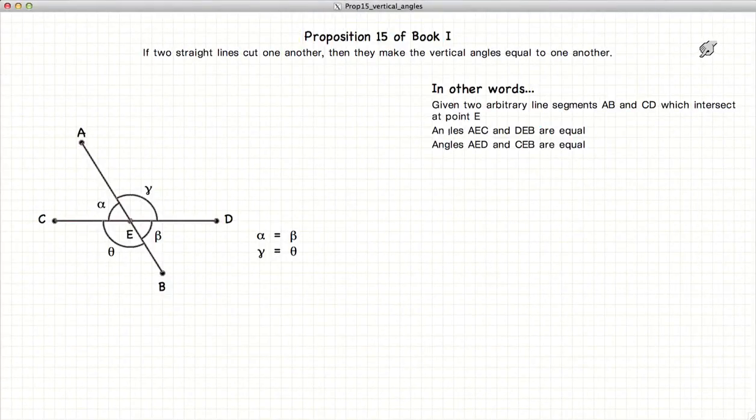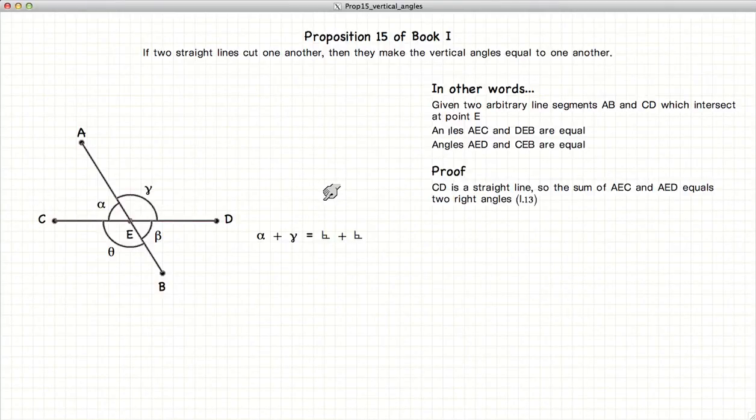This video presentation is going to be on Proposition 15 of Book 1, which states that if you have two lines, AB and CD, for example, meeting at a point E, then the vertical angles, alpha and beta, will be equal, and theta and gamma will be equal. So to demonstrate this, let's first look at the line CD.